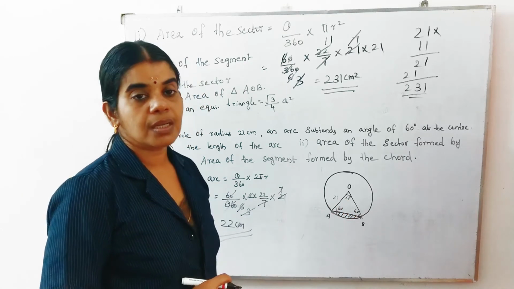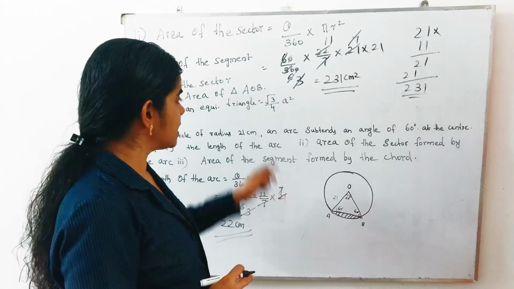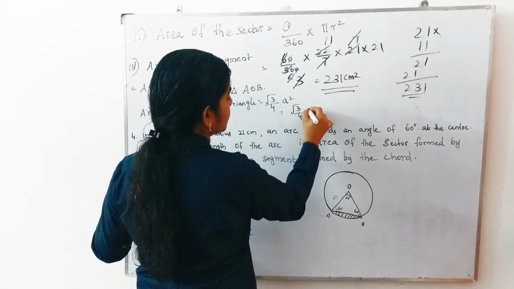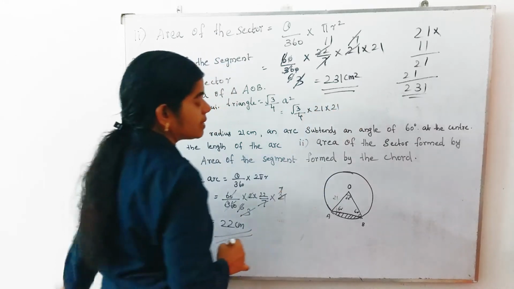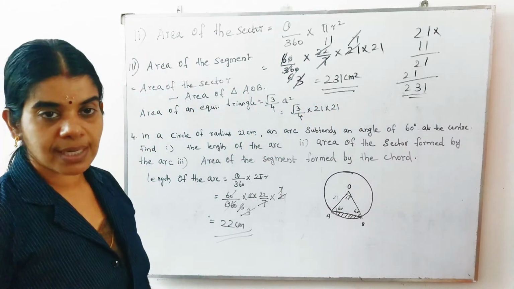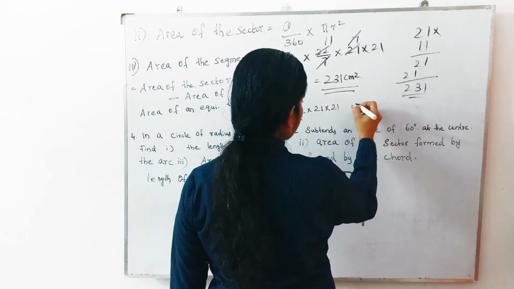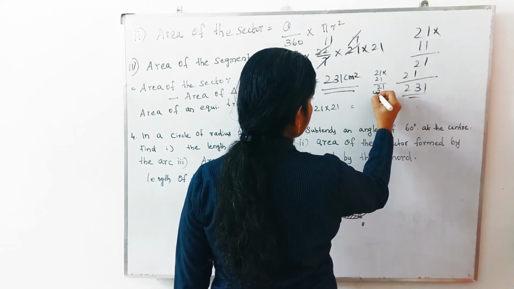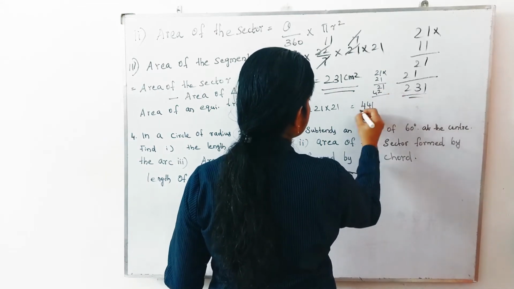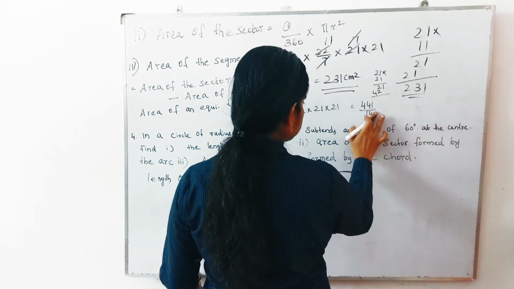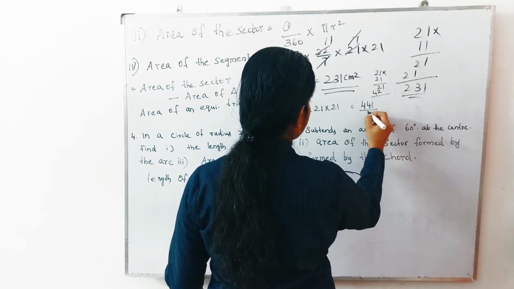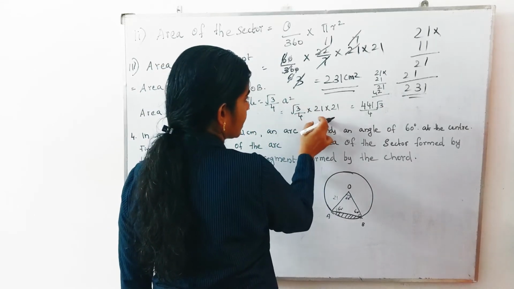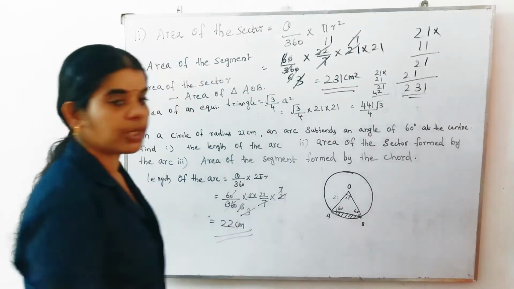This side of the triangle we are representing by a square. So root 3 divided by 4 into 21 into 21, that will be the area of the equilateral triangle. So this will be 21 into 21, 441 divided by 4 root 3, 441 into root 3 divided by 4. That will be the area of the equilateral triangle.